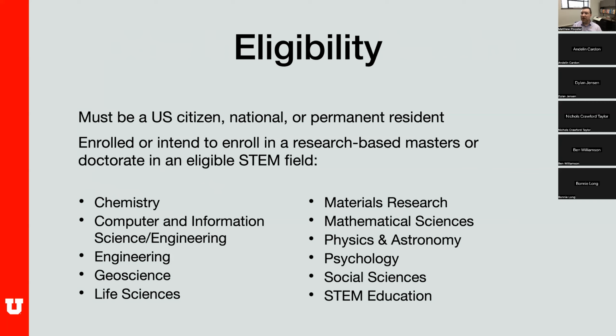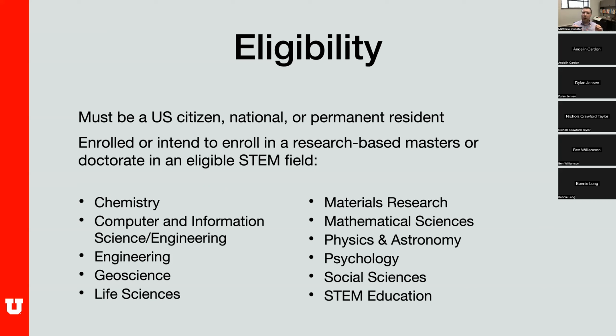To be eligible, you must be a United States citizen, national, or permanent resident. That is non-negotiable. And that must be at the time of application. Applications are due in October. You must be enrolled or intend to enroll in a research-based master's or doctoral program in an eligible STEM field, which is chemistry, computer and information science engineering, engineering more broadly, geoscience, life science, materials research, mathematical sciences, physics and astronomy, psychology, social sciences, and STEM education.